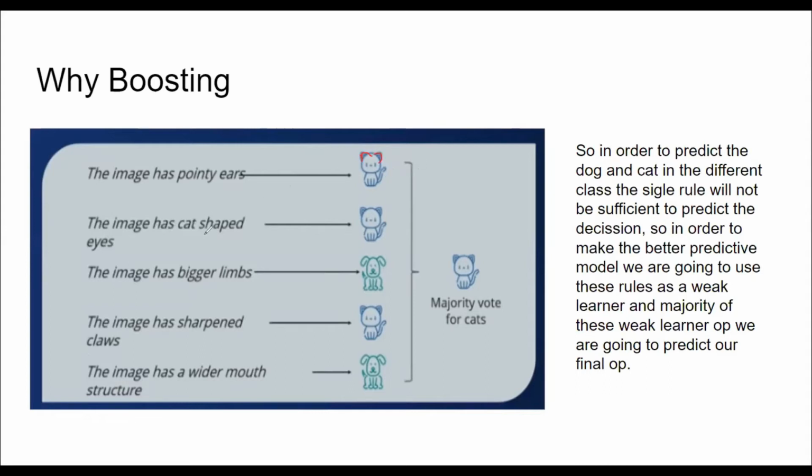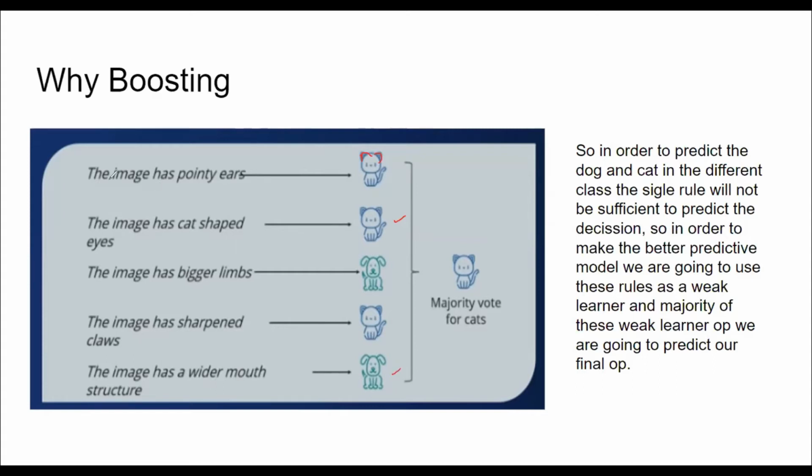The image has cat-shaped eyes. Any image having cat-shaped eyes, then I can say this is a cat. If the image has a bigger limb, then I can say it's a dog. There are several rules, and if the image has sharp claws, then I can say it's a cat. If the image has a wide mouth structure, then it's a dog. So these are the several rules I set.